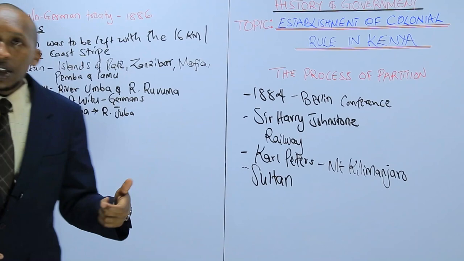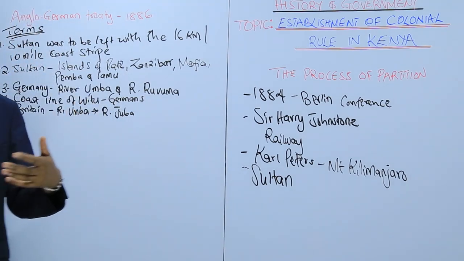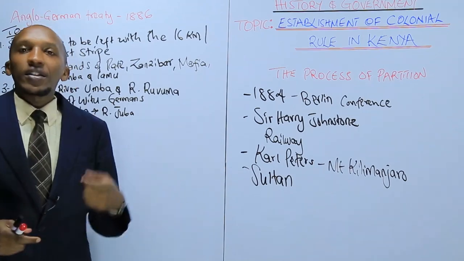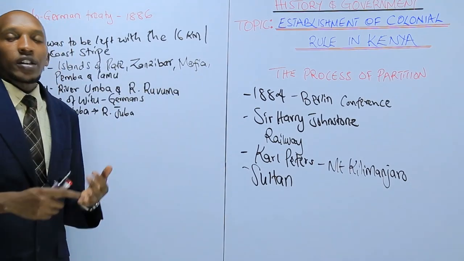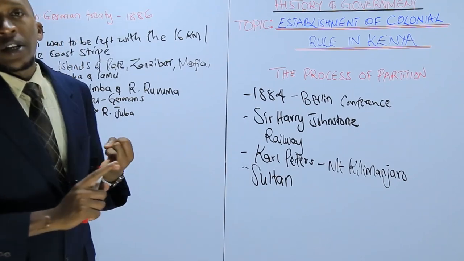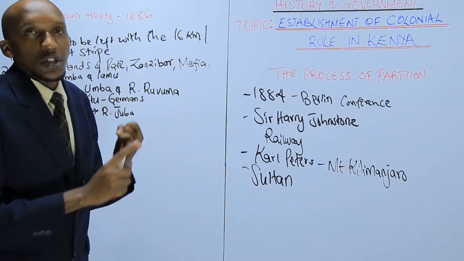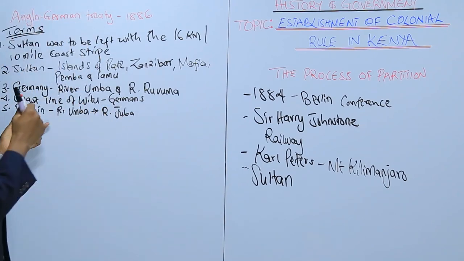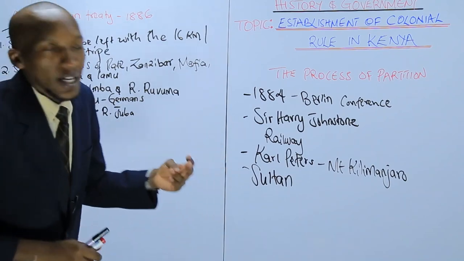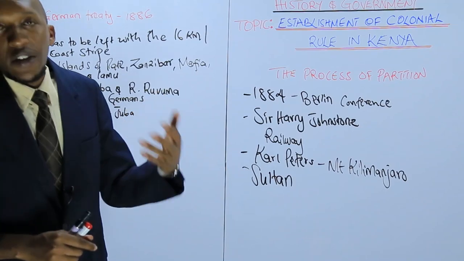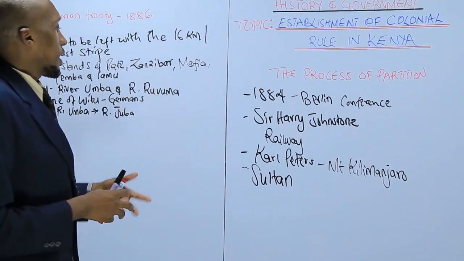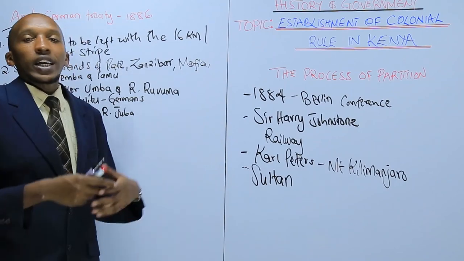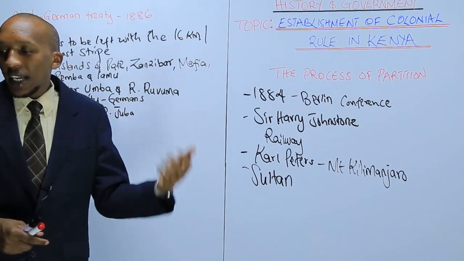Immediately after they had agreed, going forward, companies were instituted to make sure that the interests of the Germans and the interests of the British were taken care of. The British got the services of the Imperial British East African Company to take control of the territory that they had been given. On the other hand, the Germans got the services of the German East African Company, which was led by Carl Peters at that time. So these companies were given the responsibility of getting more territory and administering the territories that they had been given. So that led to more conflicts.